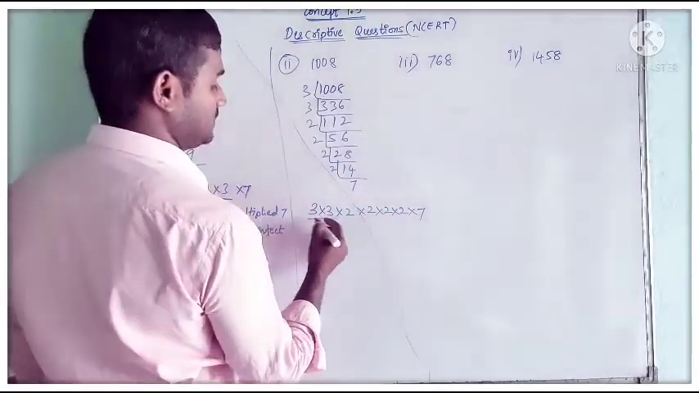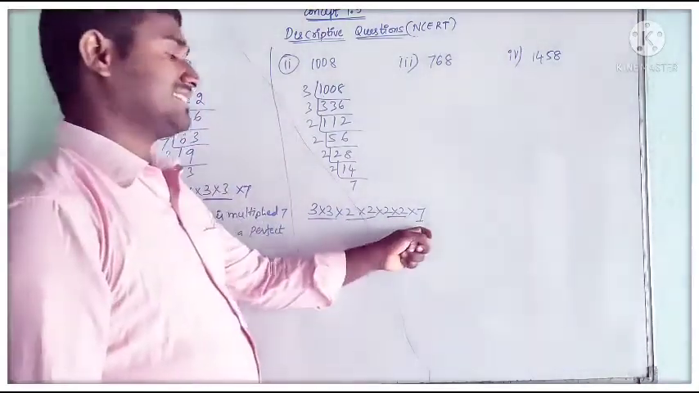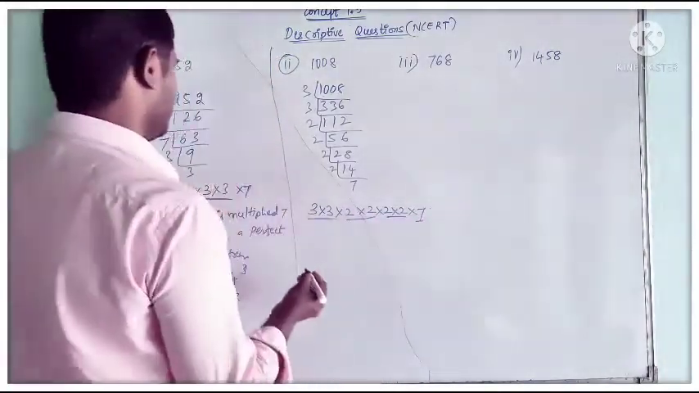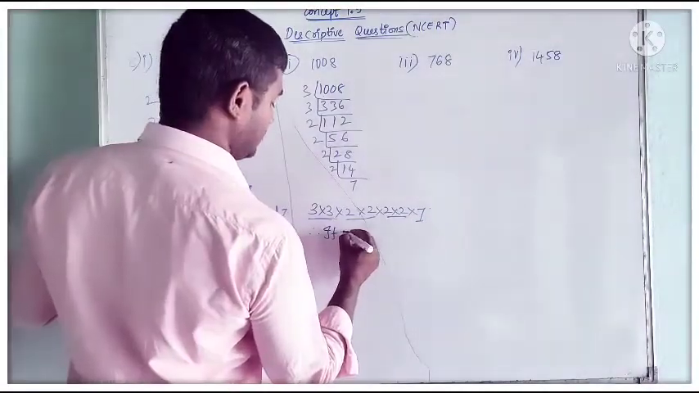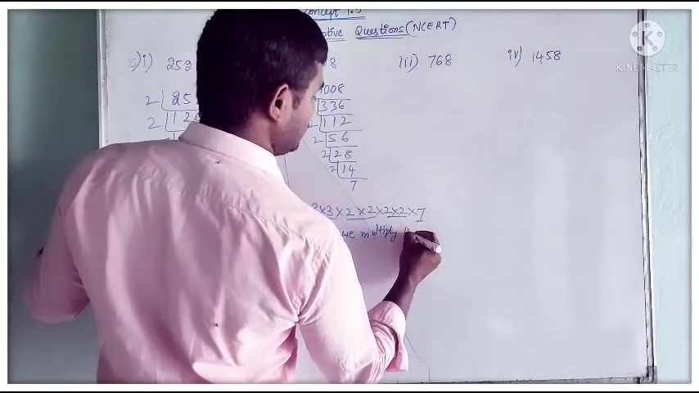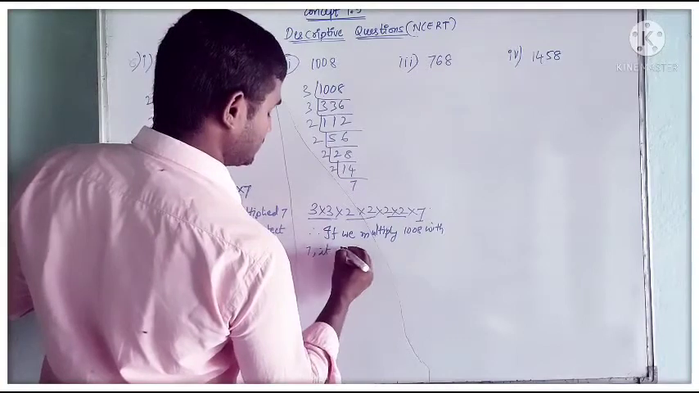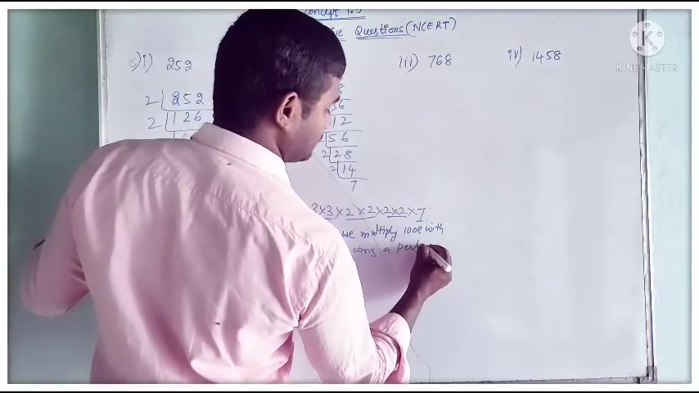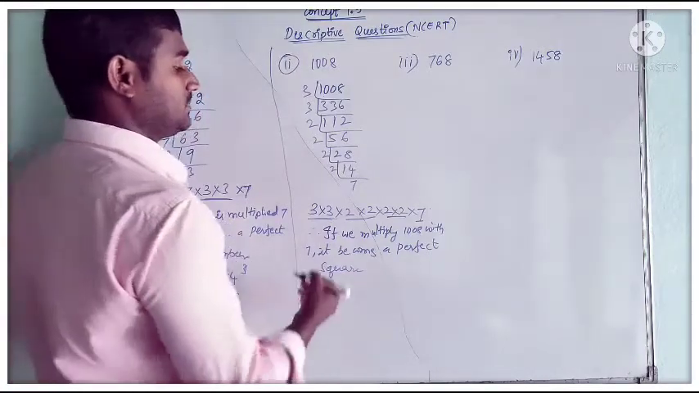So make pairs. This is a pair we have. These two numbers also pair. These two numbers also pair. Again here, this 7 is left over alone. So to make a pair, we need to multiply with 7. Therefore, if you multiply 1008 with 7, it becomes a perfect square.